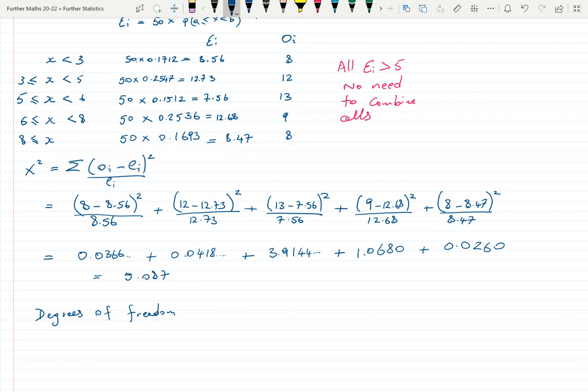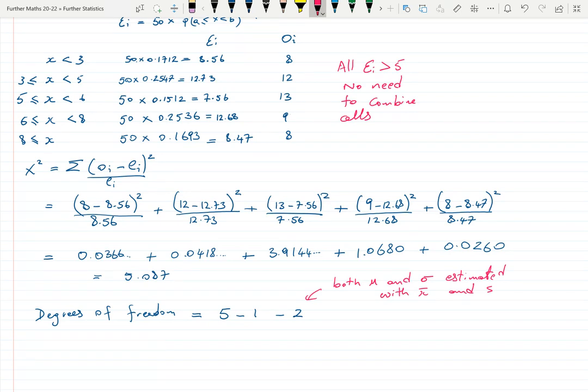So the degrees of freedom is equal to the number of elements. That's 1, 2, 3, 4, 5 after combining, but we didn't do any combining in this case. So that's 5. Take away 1, because we always take away 1, because the last one is fixed after the first 4. And then take away 2, because both mu and sigma were estimated with x bar and s. So we've done both.